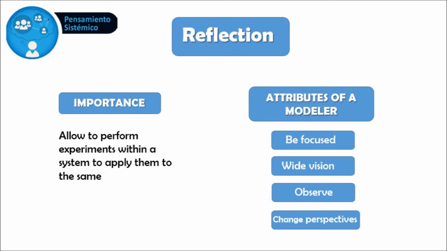A good system modeler must have certain attributes. They must be focused and at the same time have a good broad vision to understand how the system develops. Observe how the elements in the system change with the passing of time. Recognize the structure of the systems, change perspective, not jump to sudden conclusions, consider mental models, and consider the short and long term sequence of actions and others.